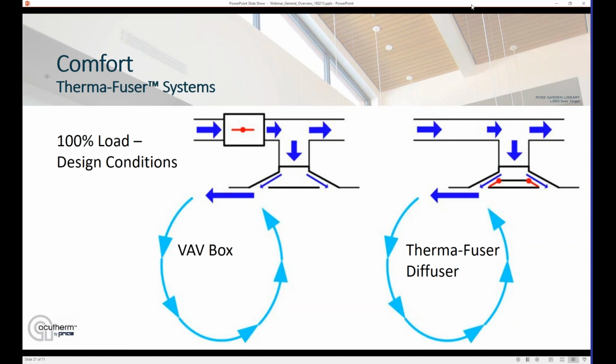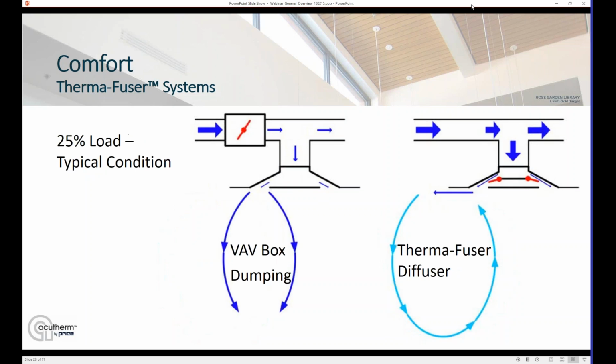Now, if we take a typical system with the damper located up in the VAV box and compare it to the Therma-Fuser diffuser approach, where the VAV damper is located in the diffuser, at design conditions, both of these systems work very well. Systems get designed at these highest load conditions, and when there's a large volume of air moving through either of these systems, they both work very well at generating that high discharge velocity to move that air around the space.